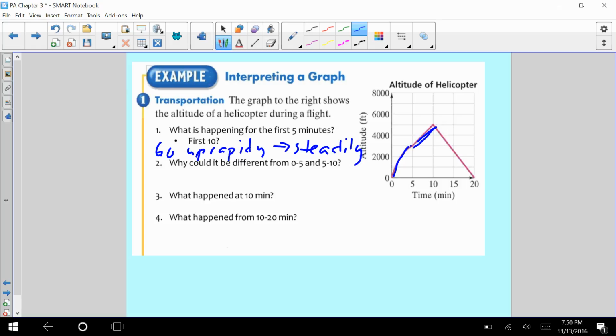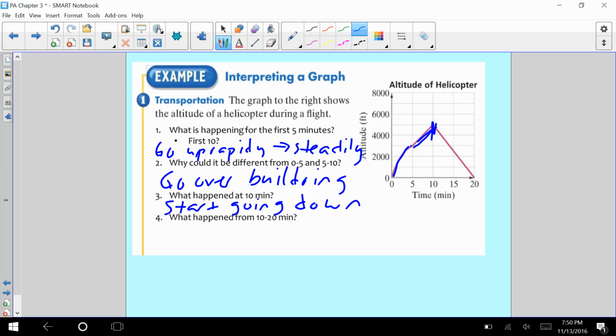So what could be different from 0 to 5 and 5 to 10? There could be all sorts of different answers. You get to get creative because we don't actually know, we're just speculating. My guess would be that they had to go over a building. Because it's a helicopter, they had to take off quickly to get over a building and then they could steady out. What happened at 10 minutes? Well, at 10 minutes, that's the peak. You could get creative here, or you could just say they started going down.